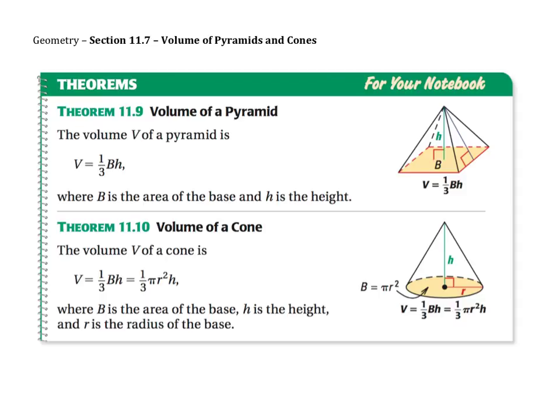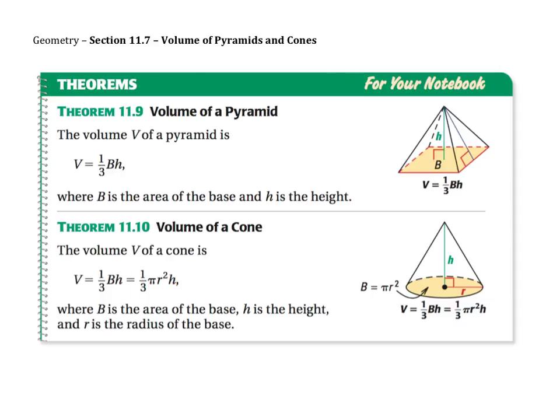Theorem 11.10 is the volume of a cone. The volume V of a cone is equal to 1/3 the area of the base times the height, just like before. So again, if you find the area of the base times the height, just divide that by 3. But remember, for a cone, your base is always going to be a circle. So it'll end up being like pi r squared for the area of your base times the height, and then divide by 3.